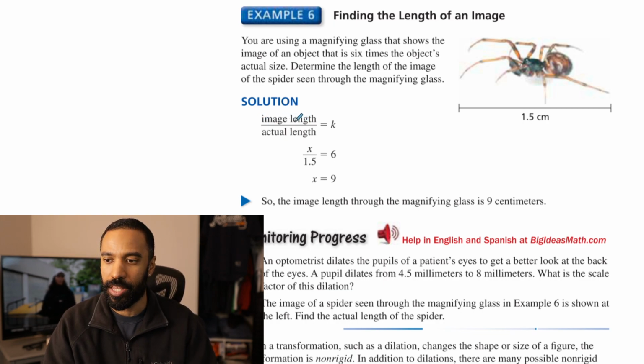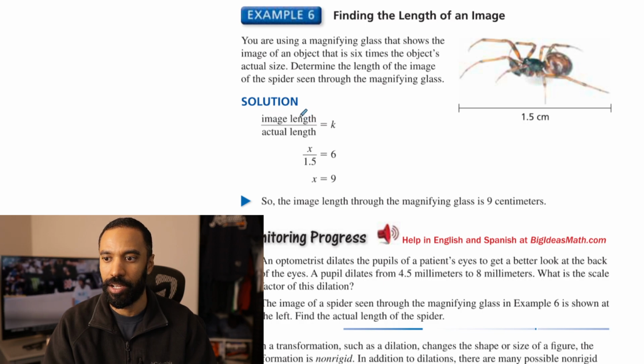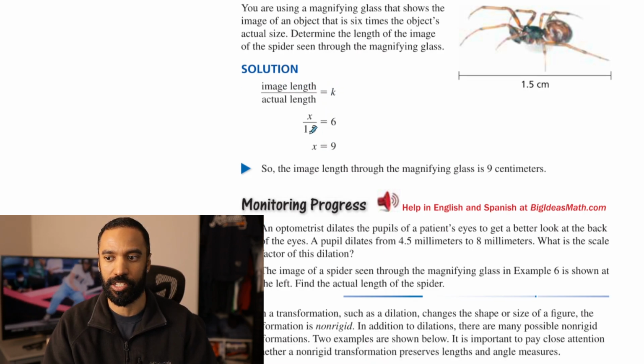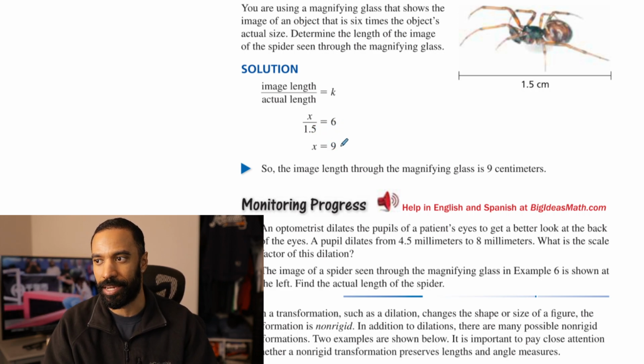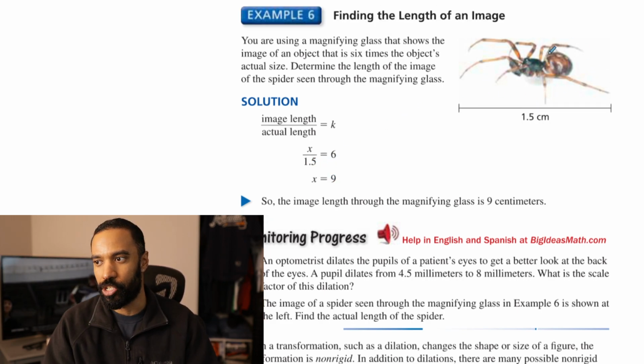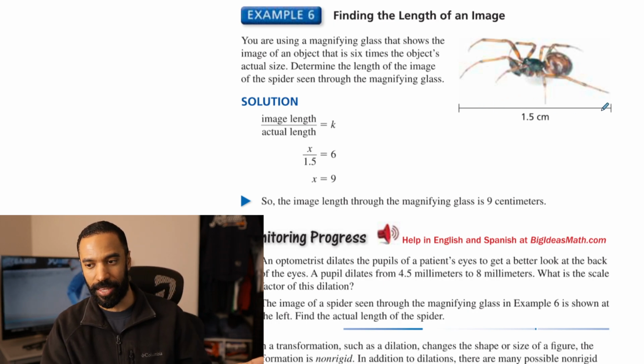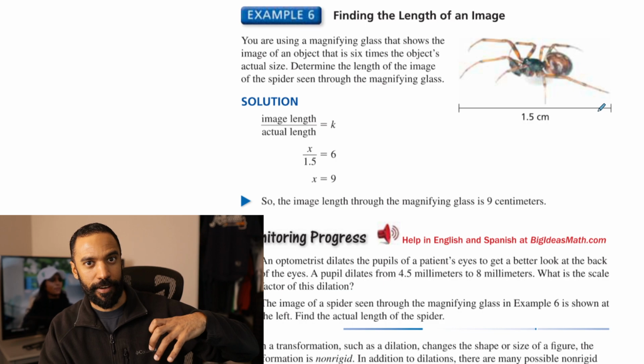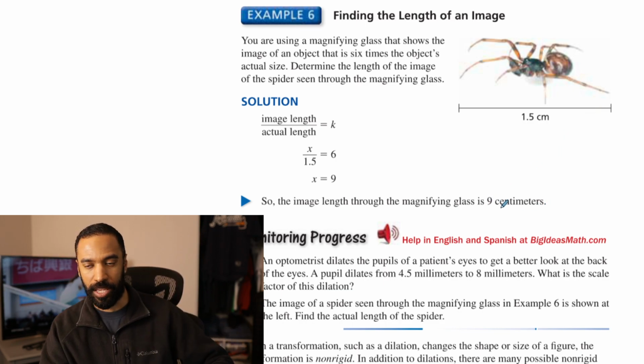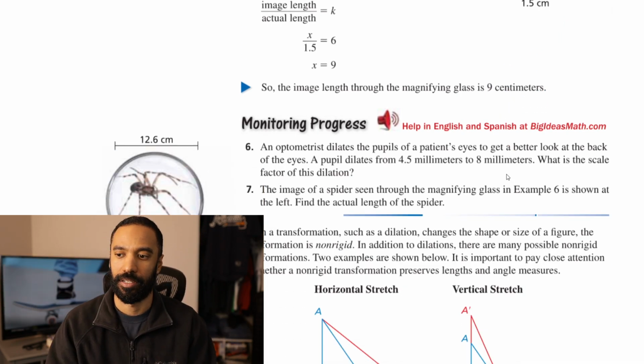When you take the image length divided by the actual length, because it's 6 times bigger, it should be 6. So you multiply both sides by 1.5 and you get 9. So while the original spider thing is 1.5 centimeters in length, now through the magnifying glass the image becomes 9 centimeters in length, becomes 6 times bigger. You multiply by 6.